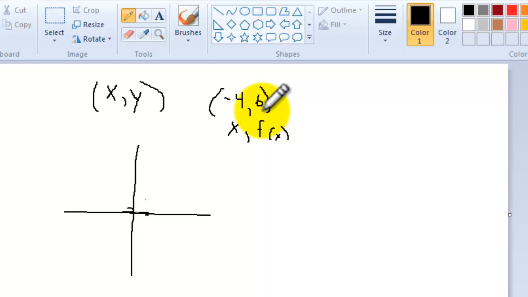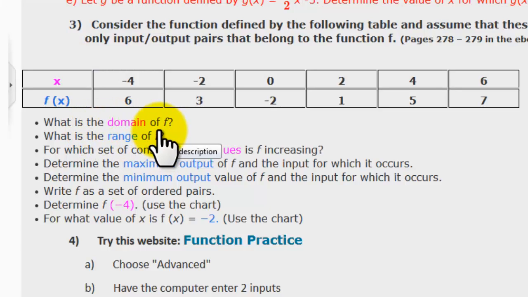Right there, the 6. The domain of f, all that means is a term that means the x values. So you simply list the x values. -4, -2, 0, 2, 4, 6. That's the domain of f, all the x values. The range of f, or the range of the function, or the range of the equation, is all the values of f of x. So you would list 6, 3, -2, 1, 5, 7. And I color-coded that. This could also be thought about as y.